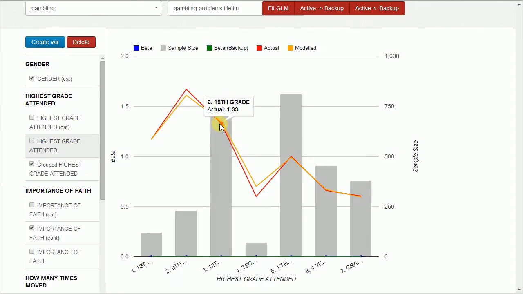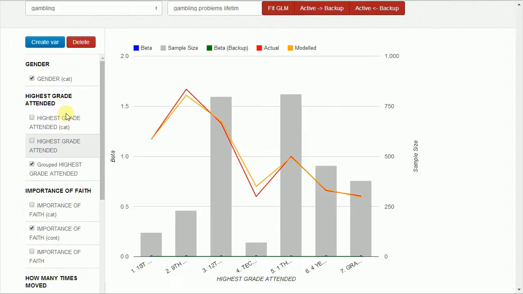grade are 33% higher. When we fit a model, the betas for all the variables in the model, such as gender, highest grade attended, importance of faith, etc., are used to score each respondent with a modelled value. Given that a particular respondent might be male, attended 4 years of college, lists their importance of faith as 2, moved house 1 time last year, and lives in the northeast region, etc., their particular modelled gambling score might be 1.4. Somebody else, with a different set of characteristics, might receive a modelled score of 2.3, and so on.